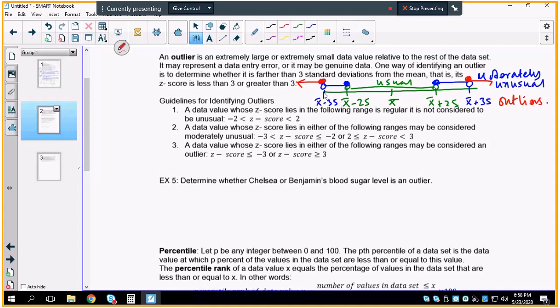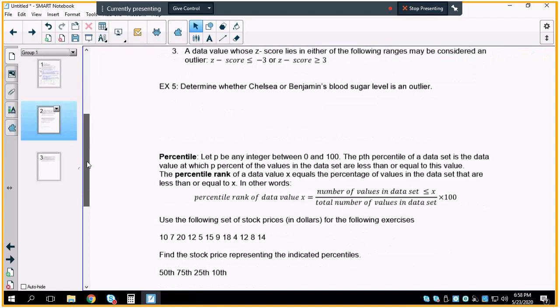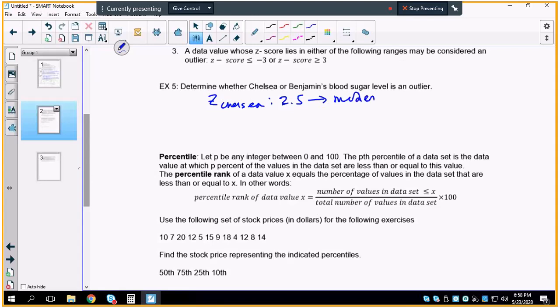So of course, we are associating this with a question from part 1. Determine whether Chelsea or Benjamin had a blood sugar level that is an outlier. So remember, Chelsea's blood sugar level z-score was 2.5. So that's between 2 and 3. So this is moderately unusual, but it's not an outlier.